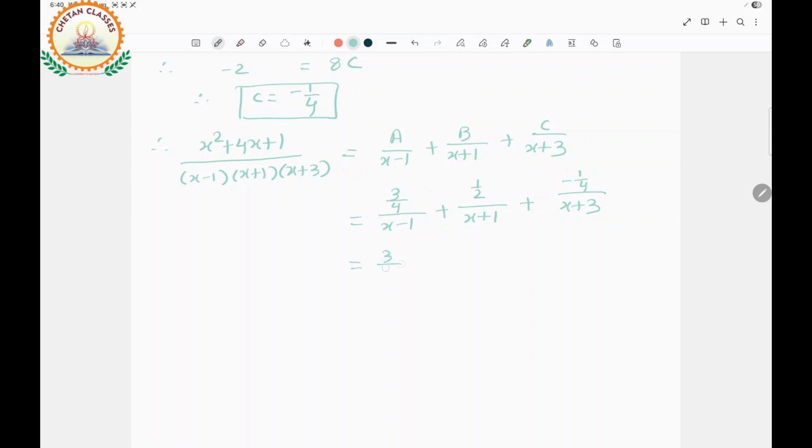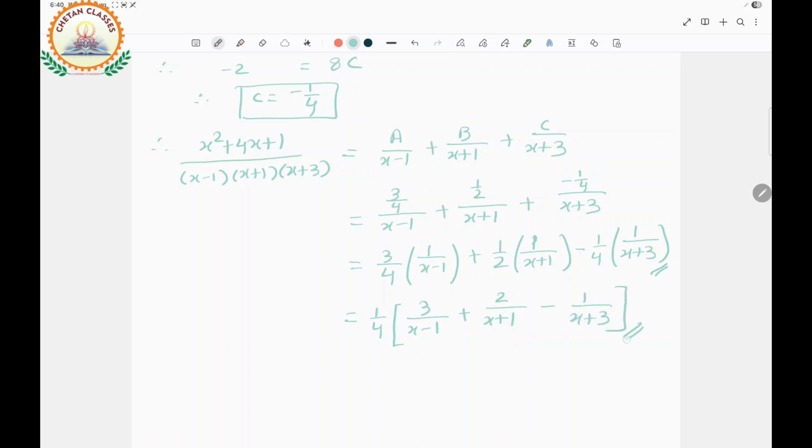So write this way: 3 by 4 into 1 upon x − 1, plus half into 1 upon x + 1, minus 1 by 4 into 1 upon x + 3. This is our solution, or you can take 1 by 4 as common. So we get here 3 upon x − 1 plus 2 upon x + 1 minus 1 upon x + 3. Okay.